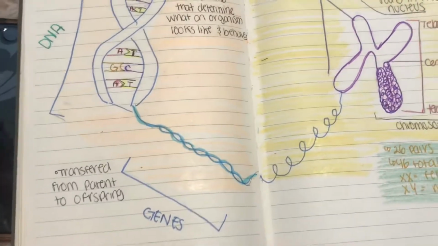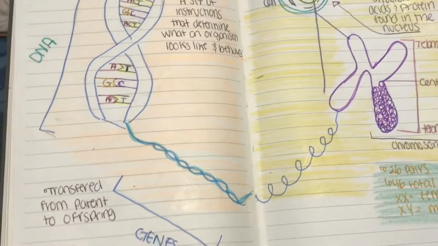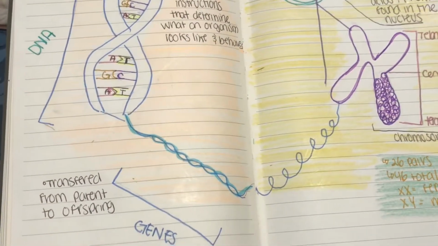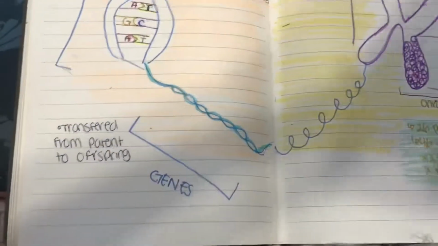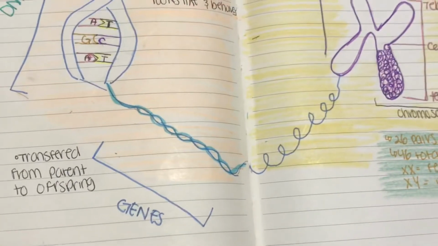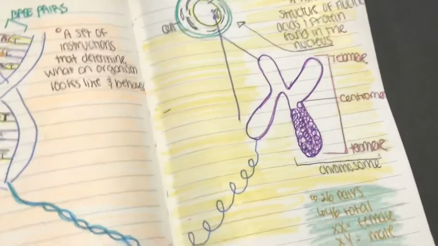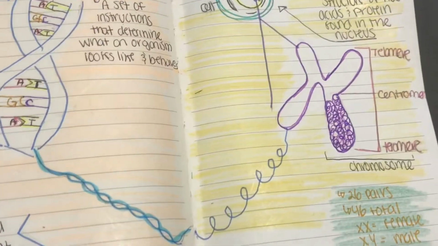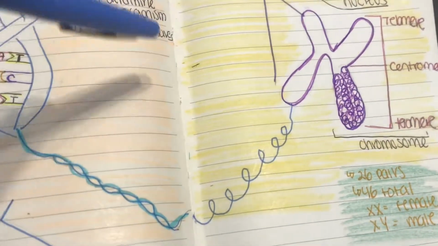And then moving on to genes, they're basically part of the DNA, which are transferred from the parent to the offspring in order to determine some characteristics of the offspring. And that's basically what a gene is. Moving on to a chromosome. The chromosome is part of the DNA as well.